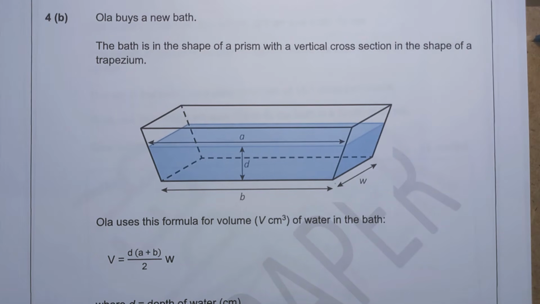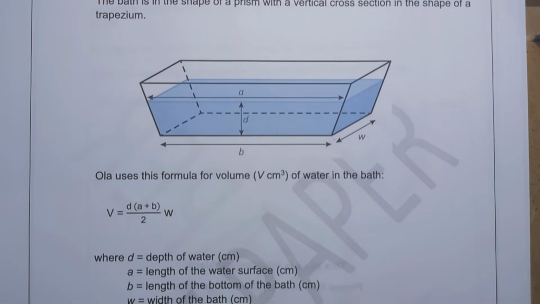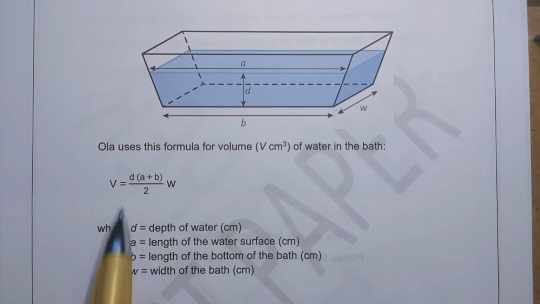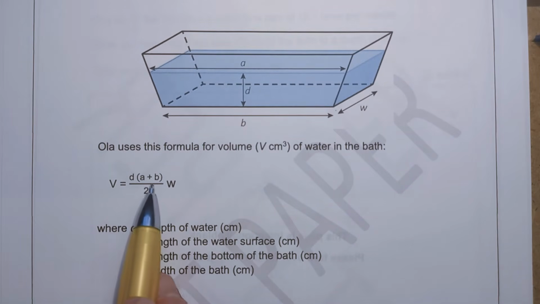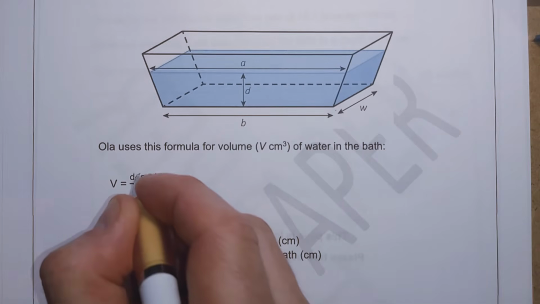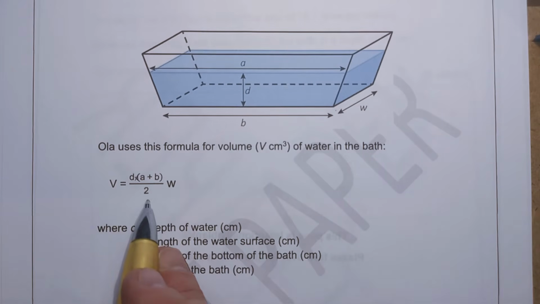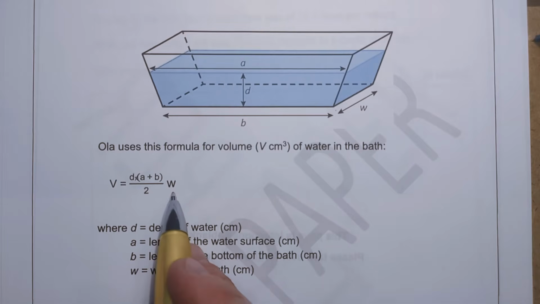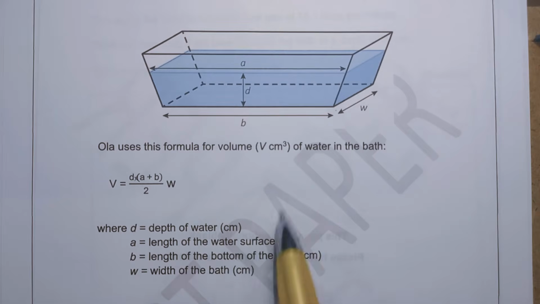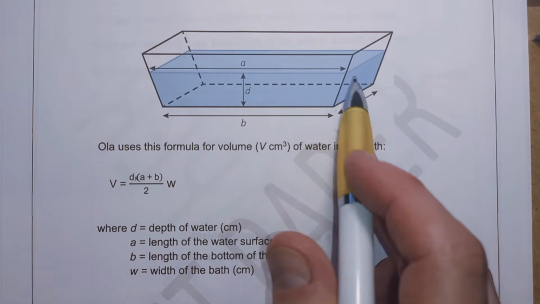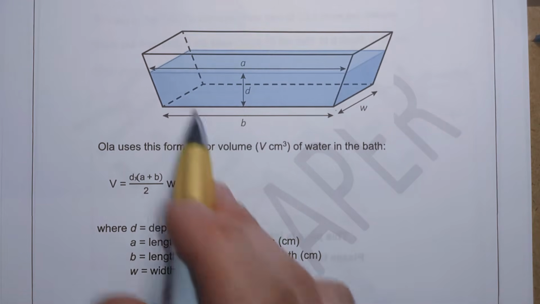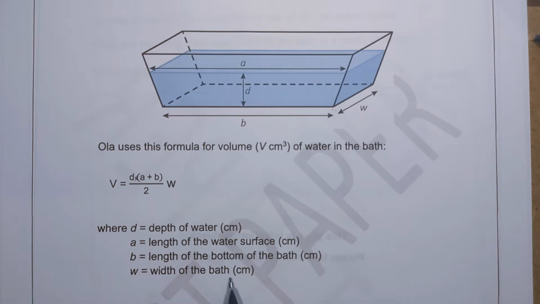Ola uses this formula for volume, V, of water in the bath. Okay, I'm going to move this up. And we've got that V equals D, and then it's next to A plus B, so that means we've got a multiply sign in there. All divided by 2, and then multiplied by W. Okay, where D is the depth of the water, that here. A is the length of the water surface, across there. B is the length of the bottom of the bath, here. And W is the width of the bath, going back that way.